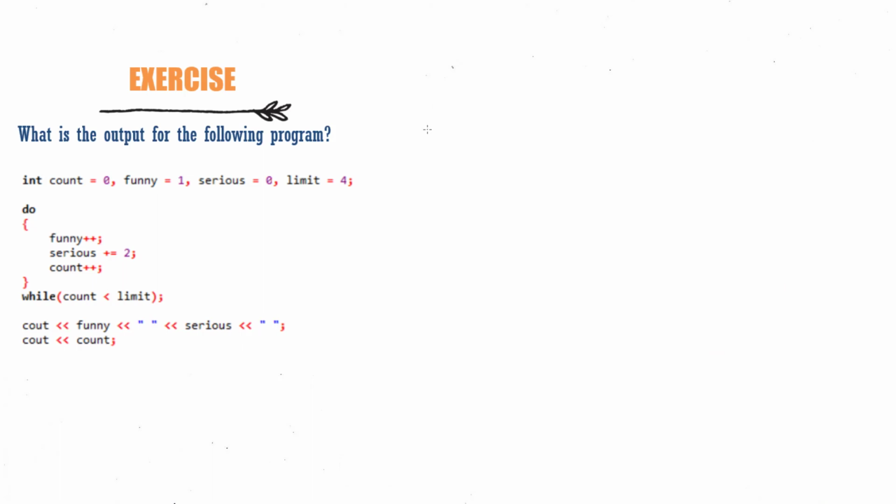Okay, so this question asks you to find the output for this particular program. Given this program right here, let's try to trace the program. So we need to list out all the variables that are used. In this case, we have count. Another variable we have is funny. Then we have serious. Then we also have limit.